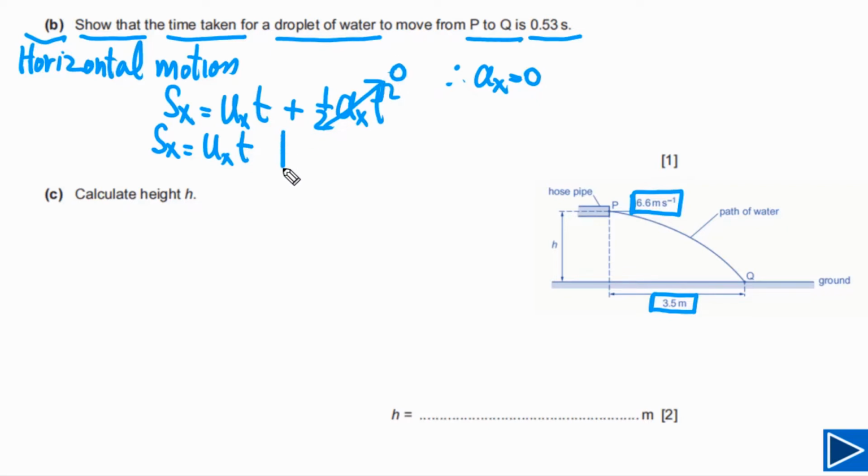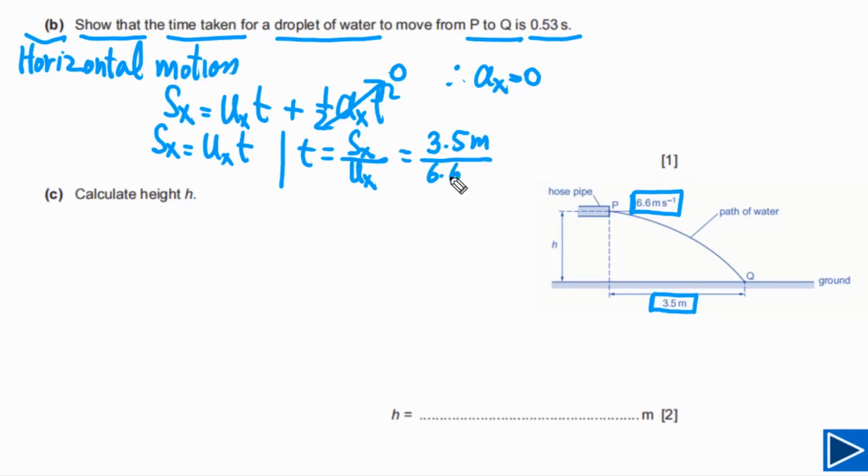Now we need to find the value of t. So we can rearrange this. We can write horizontal displacement divided by horizontal component of velocity. Horizontal displacement in this case is 3.5 meters. Simply we need to divide this by the horizontal velocity.